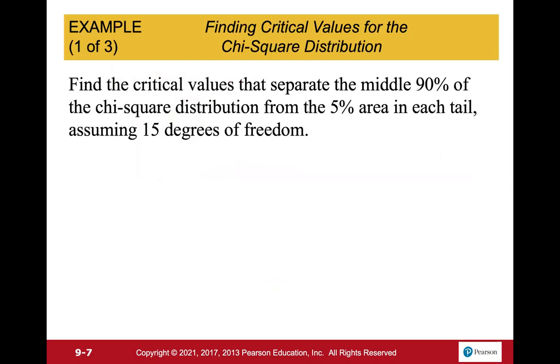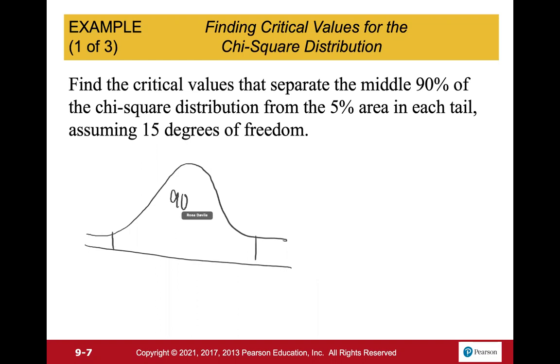Next, find the critical values that separate the middle 90% of the chi-square distribution from the 5% area on each tail, assuming 15 degrees of freedom. Okay, so what we're going to do is look at those two areas. We have our 90% here in the middle, or 0.90, which means these two tails share that 10%, so the left side is going to have 5% and the right side is going to have 5%. So 0.05 here, 0.05 over here as well. We have our 15 degrees of freedom, so degrees of freedom is equal to 15.